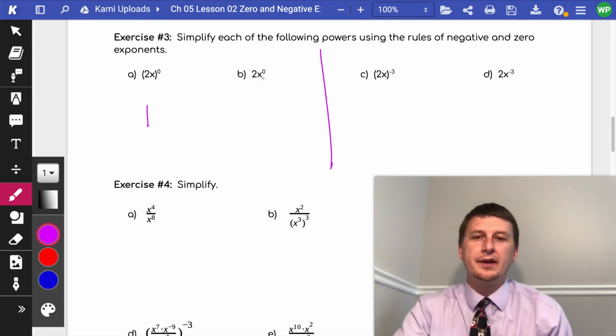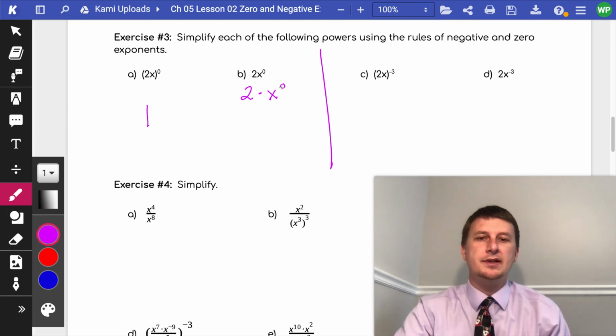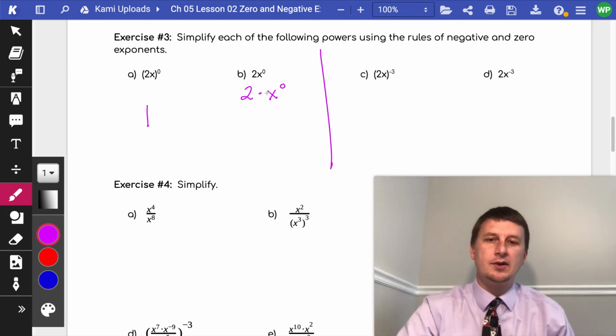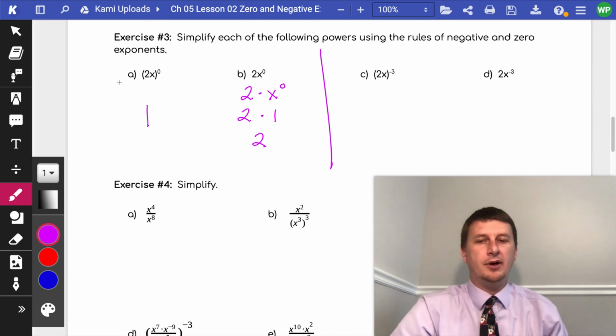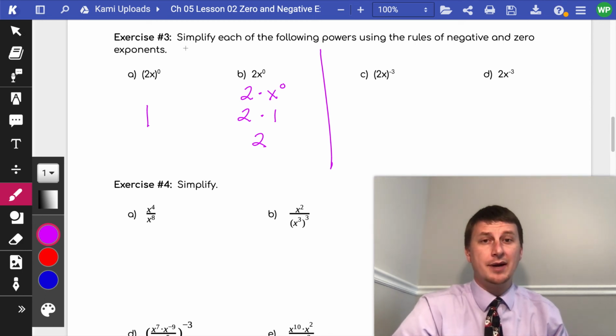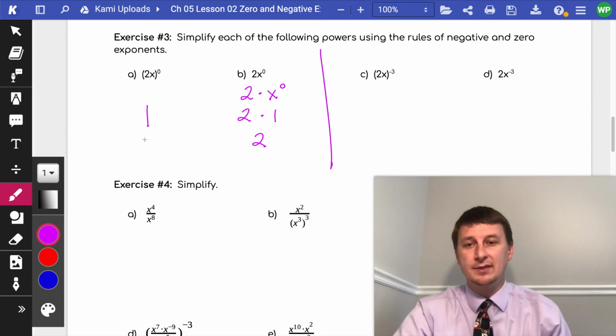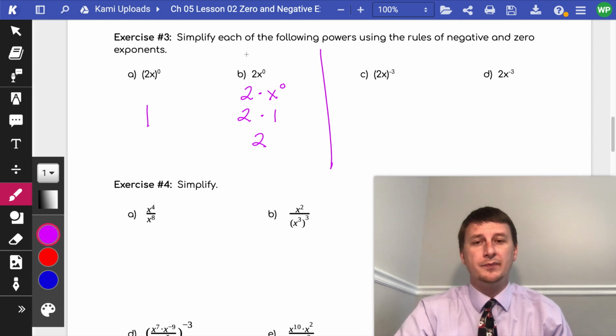So in part B, we look at that, and that's really 2 times x to the 0. So the 0 exponent in this exercise is only connected to the base of x and not 2. So x to the 0 is going to give you a solution of 1. So now we have 2 times 1, which is 2. So in part A again, the entire thing was being raised to the power 0, so that gave us a simplification of 1, while in part B, we simplified it to be 2, because it was 2 times x to the 0. So different answers just by adding those parentheses in a different spot.